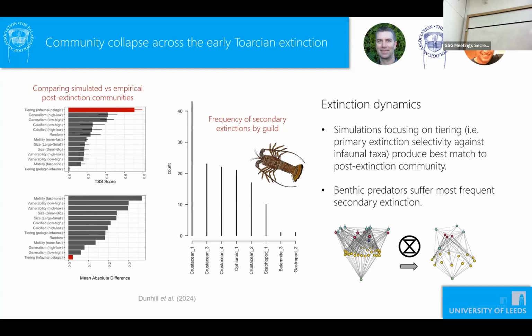And it's our benthic predators that suffer the most frequent secondary extinction cascades, so things like our crustaceans, echinoderms, and predatory mollusks.